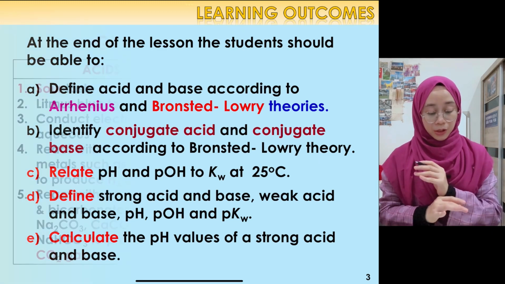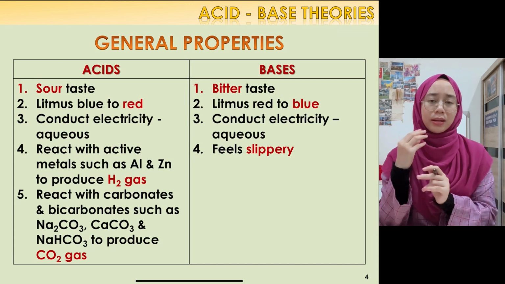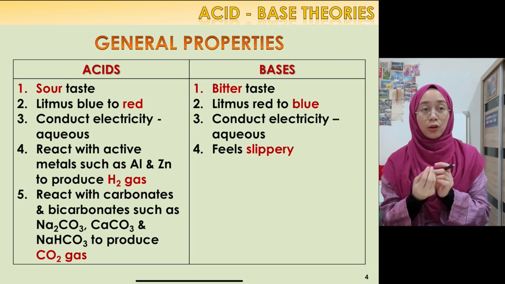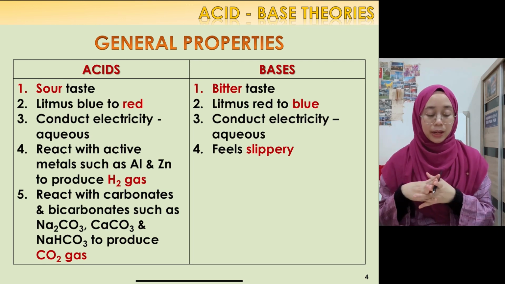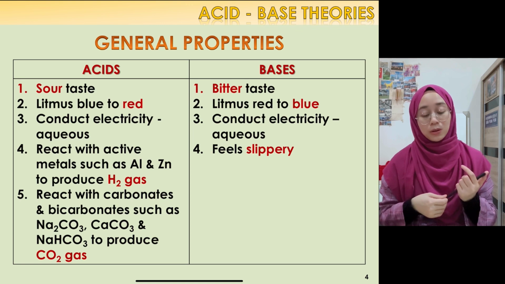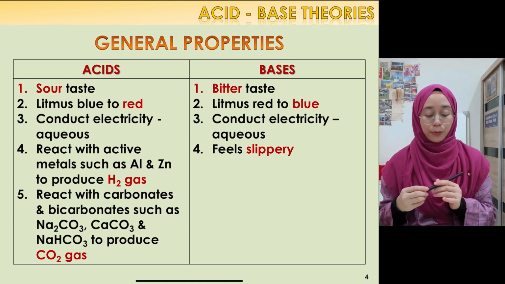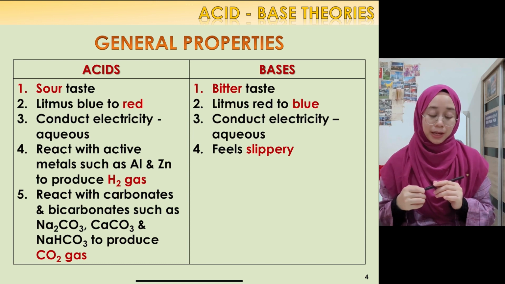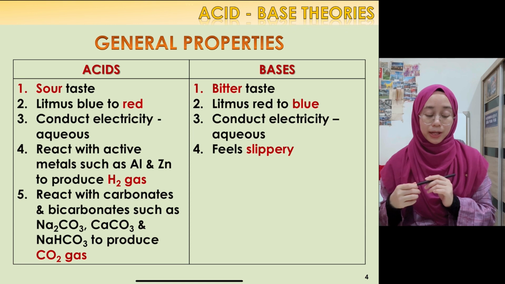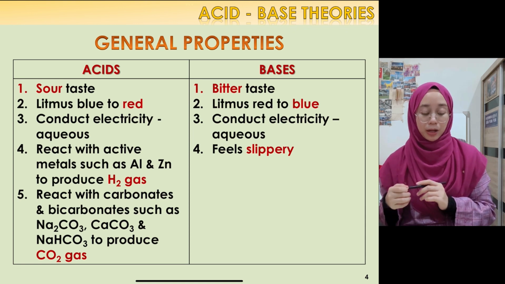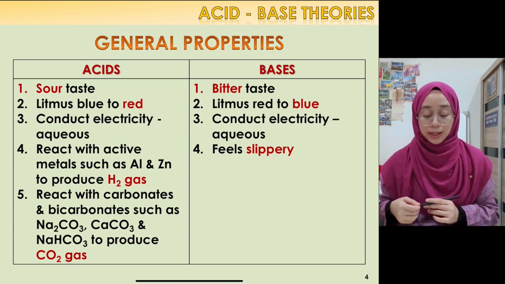Okay, so general properties untuk acid dengan base. So basically acid, it has a sour taste, and then kalau litmus paper pula dia akan turn to red from blue, and then it will conduct electricity in aqueous solution, and then it reacts with active metals such as aluminium and zinc to produce hydrogen gas, and then reacts with carbonates and bicarbonates such as sodium carbonate, calcium carbonate, and also sodium bicarbonate to produce carbon dioxide gas.